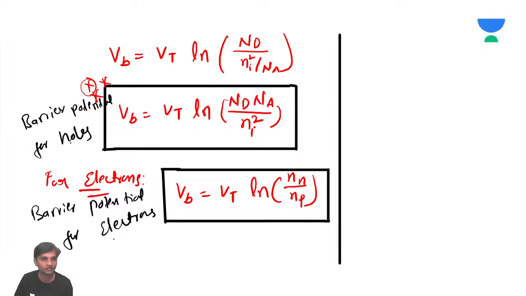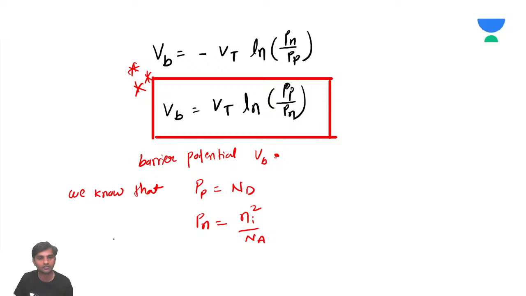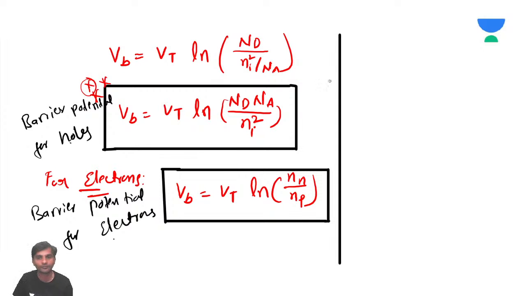Continuation to this. So what we did in the previous case, we know that here also for n type, Nn is equal to what, sir?